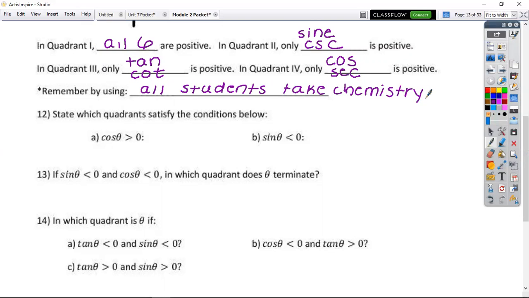Okay. Again, you're welcome to come up with something better if you would like. So moving on to 12, we're just doing more work with ASTC. It says state which quadrants satisfy these conditions. So where is cosine positive? And again, I'm going to do one of these down here too, because it's helpful to have it right next to you.